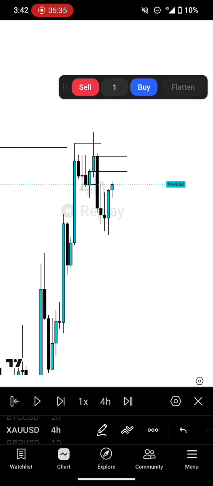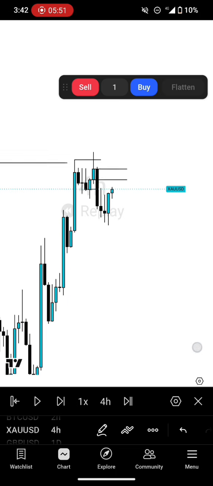So in a scenario such as this, what do you want to do? You'll be expecting market to react either from this key level or this key level. Then you can go to your lower time frame to look for your entry. That is one possible way, or probably you could just refine and take your entry directly from the 4 hours time frame.